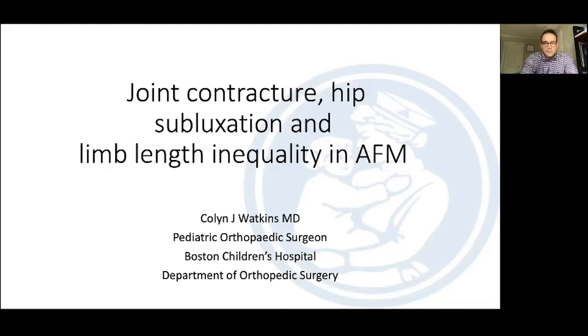My main focus is both non-operative and operative treatment of hip, knee, and ankle conditions in children and young adults with neuromuscular conditions. Today, I'm going to be speaking about lower extremity contractures, hip subluxation, and limb length inequality in AFM.